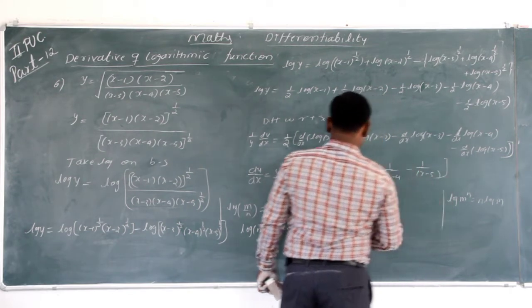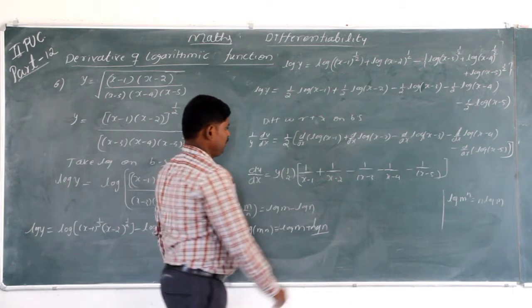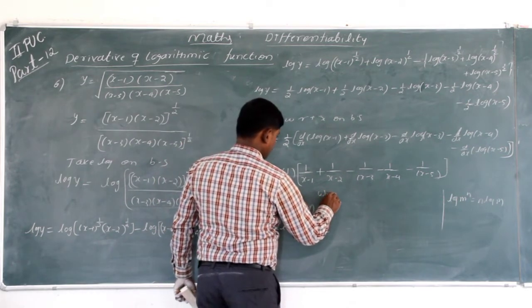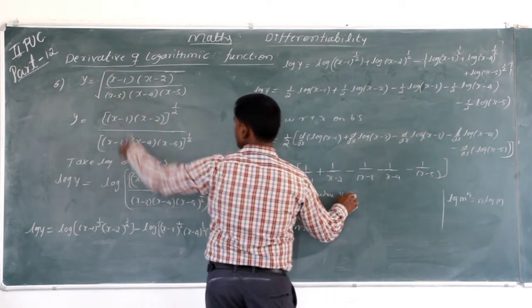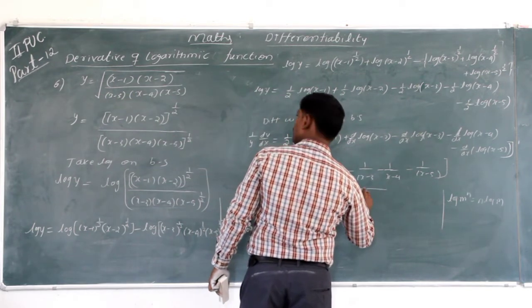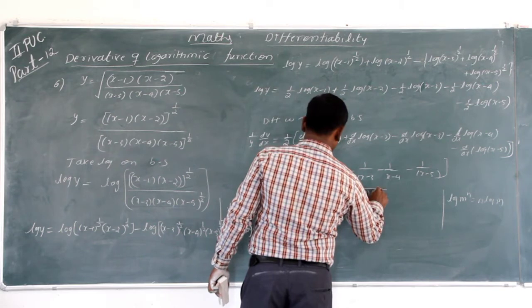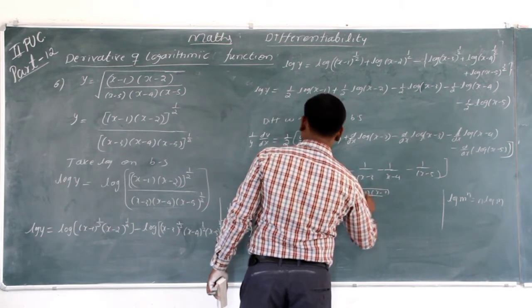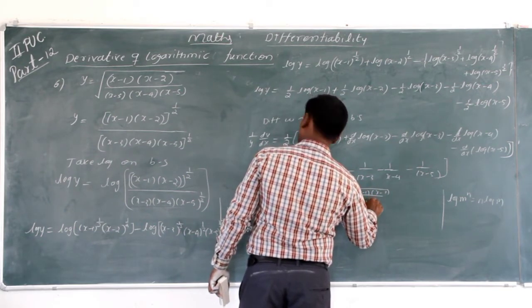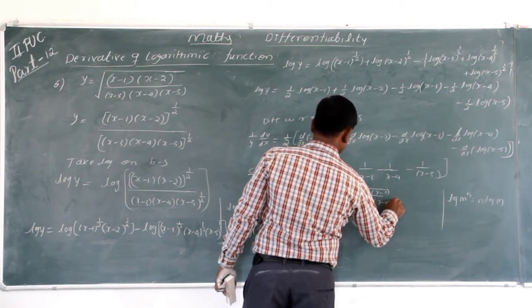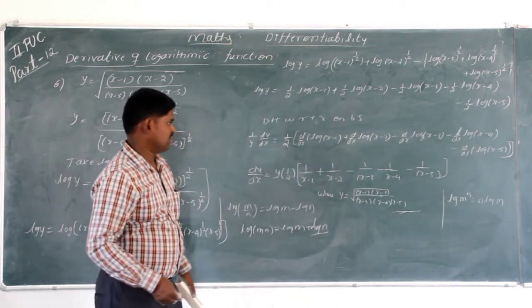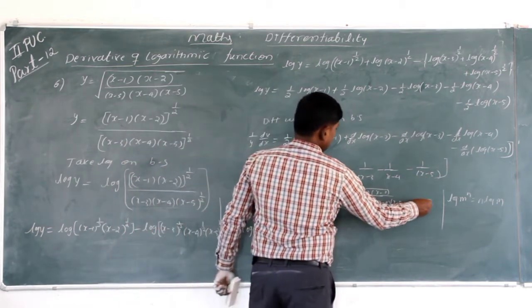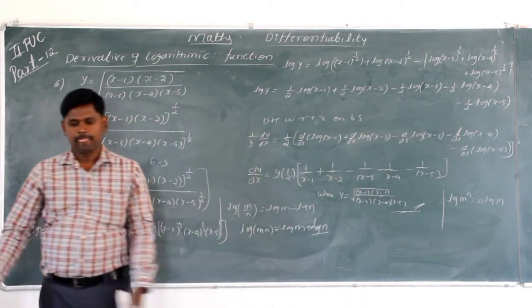So what I should write where y is equal to, so that you are done. So where y is equal to root of (x minus 1)(x minus 2) divided by (x minus 3)(x minus 4)(x minus 5). So this is the derivative of the equation. No need to simplify further. It is enough. Right?